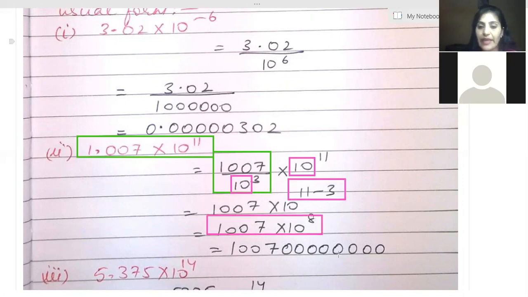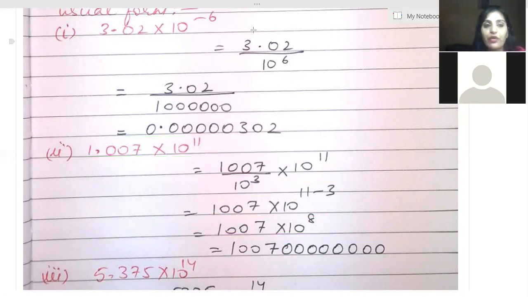So I'll apply 8 zeros over here. So it will be 4 and 4. So they become 0. The number becomes 100700000000. Yes, is it clear? Yes, ma'am. So you can do this question by following the simple laws of exponents.